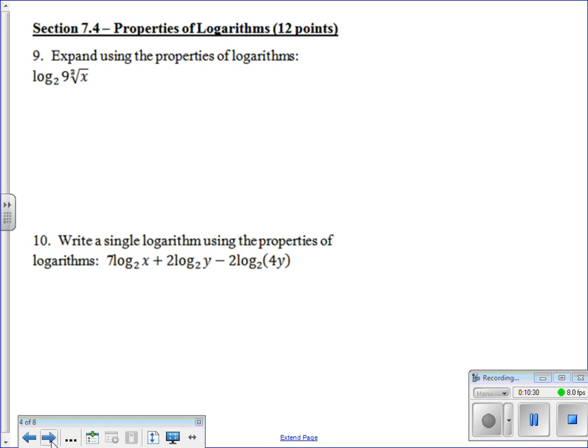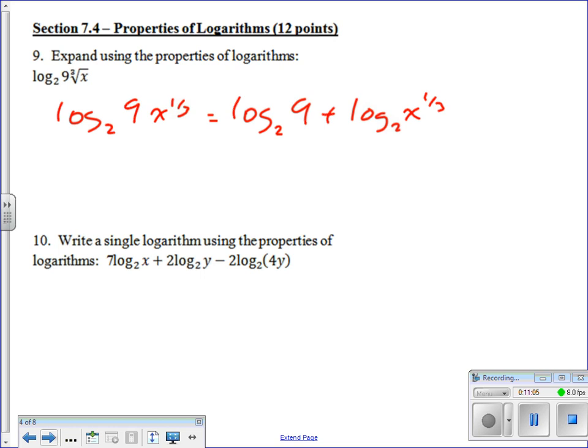Okay. So this one, expand using the properties of logarithms. What I need to do first is rewrite the cube root of x as an exponent. Cube root is 1/3. So this is the log base 2 of 9x to the 1/3. When I take the log of two things multiplied, that is the log of each item, added instead. Because it's 9 times x to the 1/3. Remember, the cube root only applies to the x, not the 9. 9 is not part of that cube root.